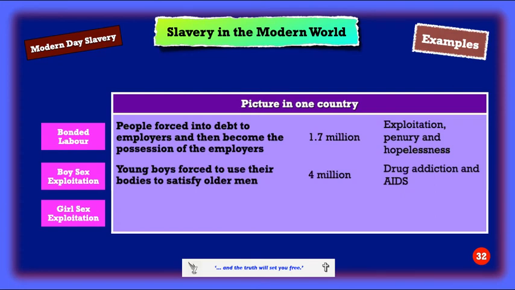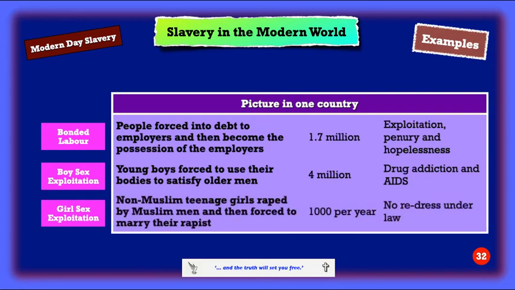Sexual slavery, street boys, so many of them end up in drug addiction, and a sizable minority end up with AIDS. I put down the figure 1,000 per year because that is with certainty. Some people who've studied this think that it's considerably more. But 1,000 per year means roughly 3 every day.